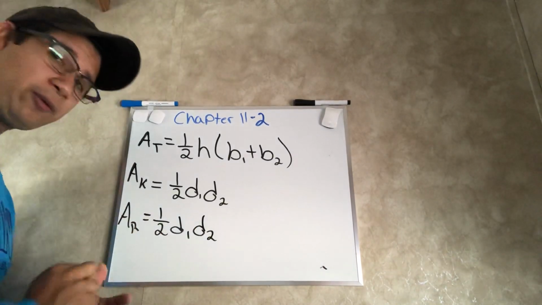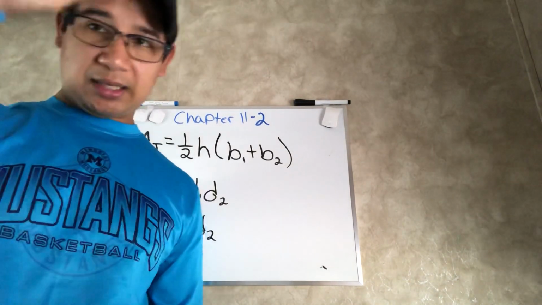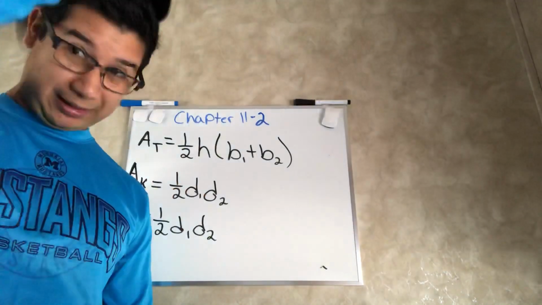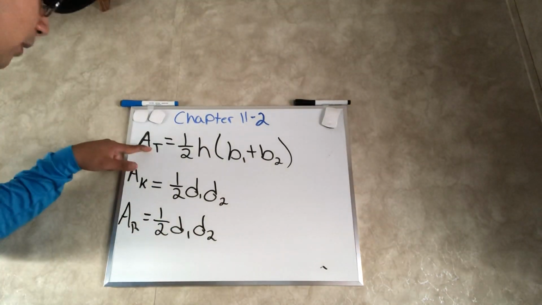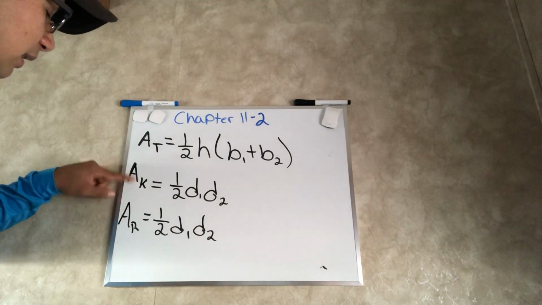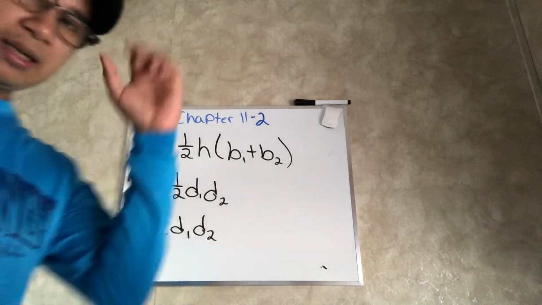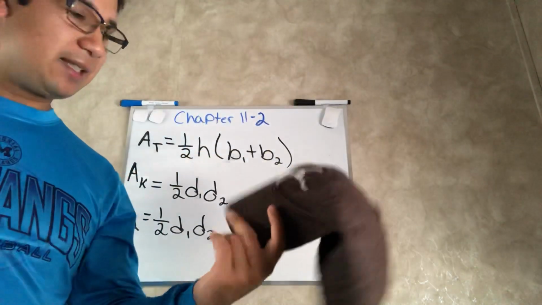And then the fourth question is going to be, what's the color of my hat? The color of the hat I'm wearing today is actually going to be black. So that's going to be the fourth question. The first question, the area of a trapezoid. Second, area of a kite. Third, area of a rhombus. And the last question will be, what is the color of my hat? That's going to be black.